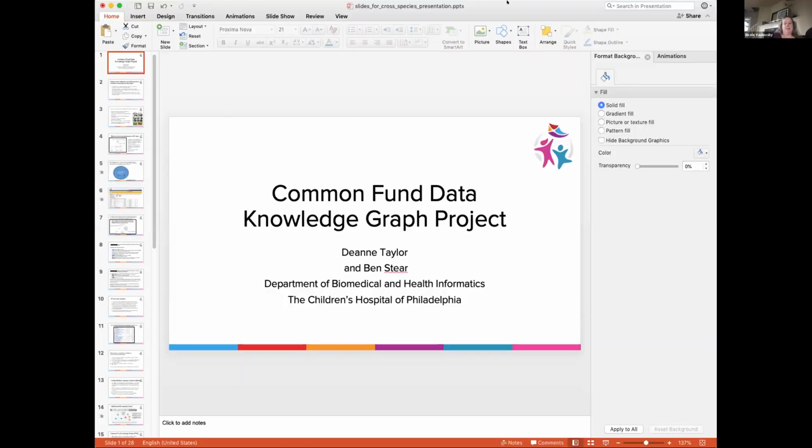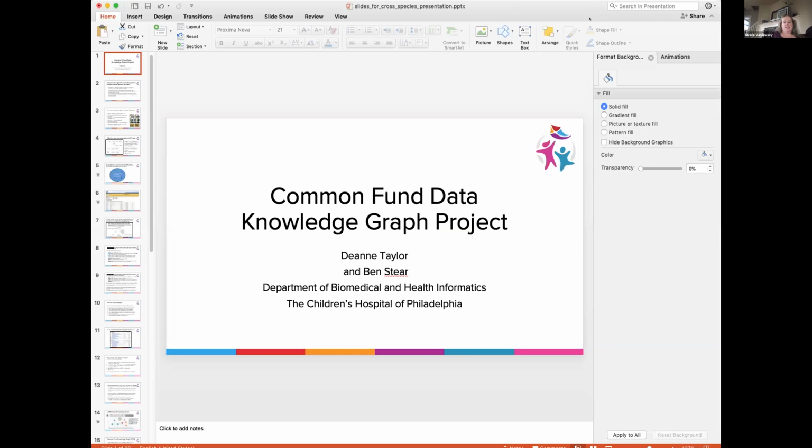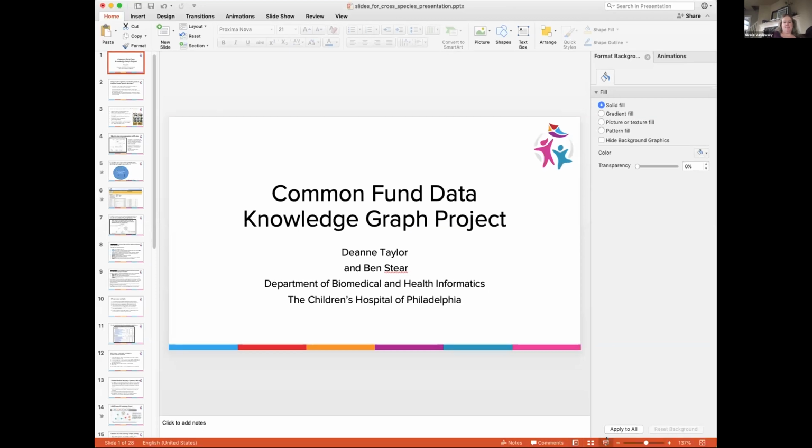So next we have Deanne Taylor, who's going to first talk to us about integrating cross-species resources in a common fund data ecosystem to inform Kids First genetic discovery. And then Deanne will be leading a panel on cross-phenotyping tools and resources that will consist of members from the Monarch Initiative. So with that, Deanne, do you want to take it away?